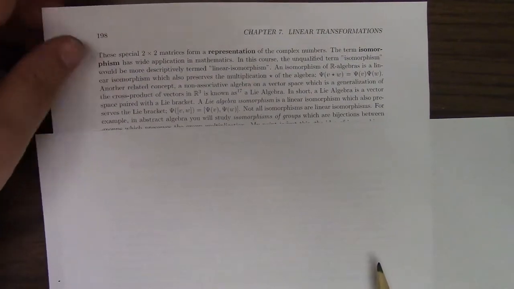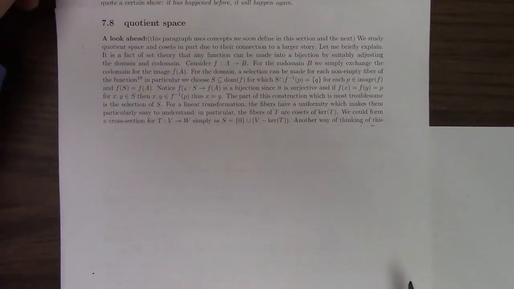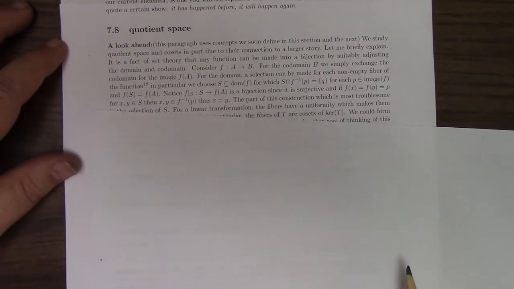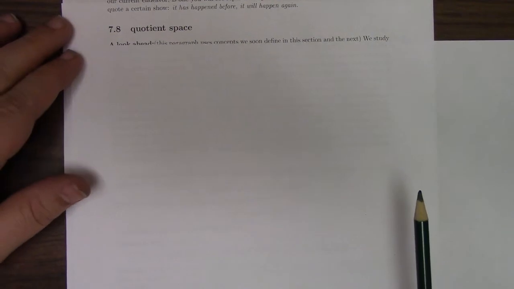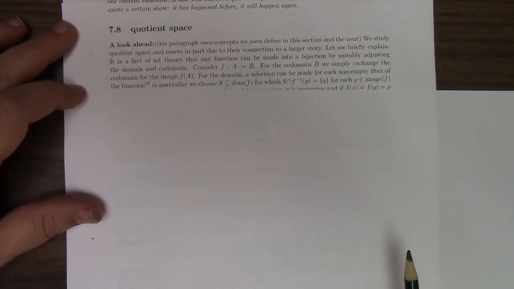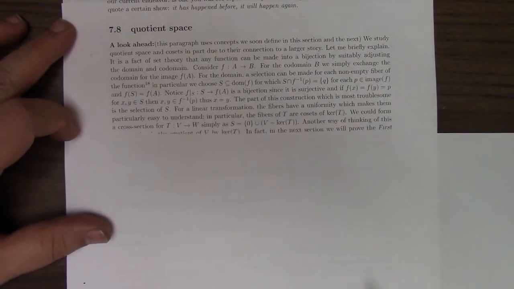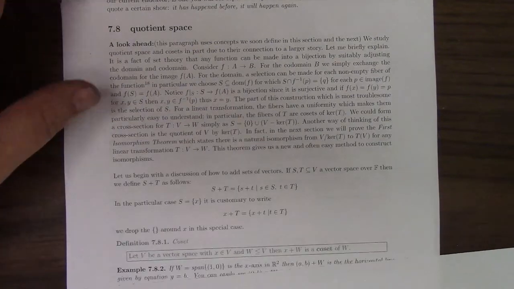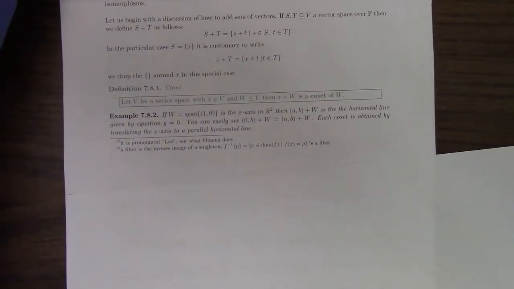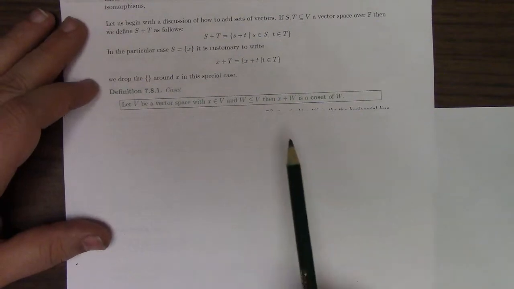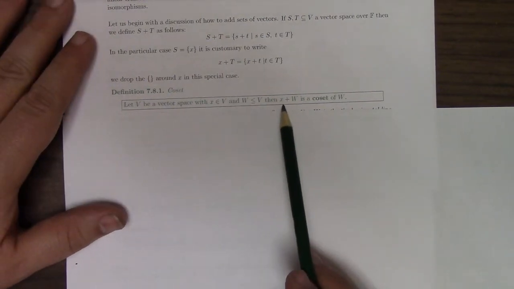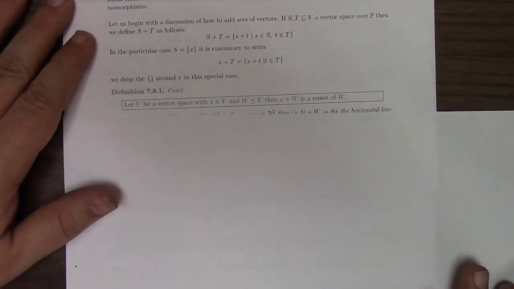Okay, so now I'll talk a little bit about quotient space. I introduced this concept last class. I just want to run through here some of the background that I didn't have time for last time. Let's get straight to it. So we defined a coset for a subspace. X plus W is a coset.